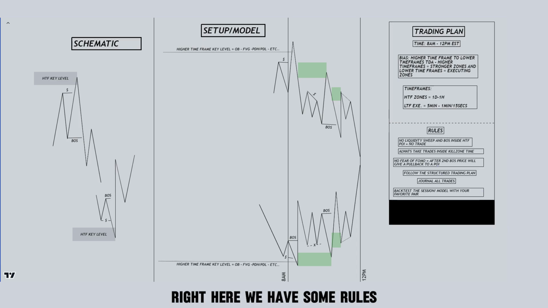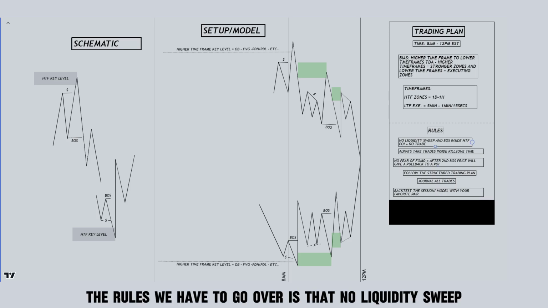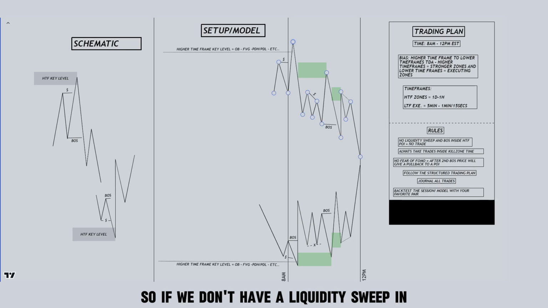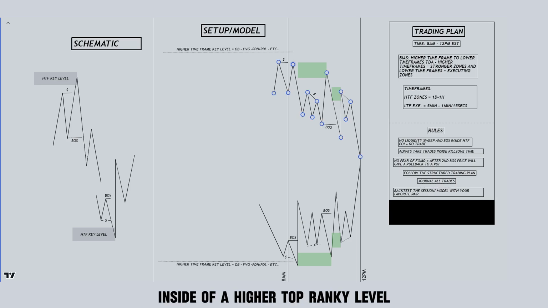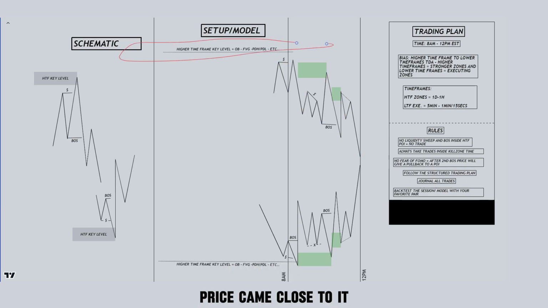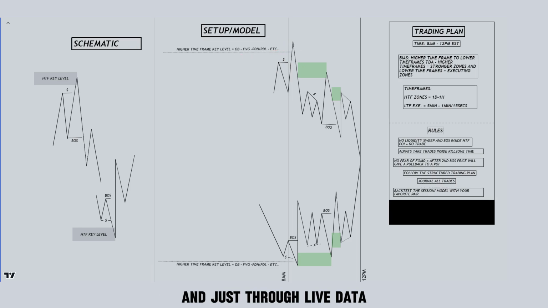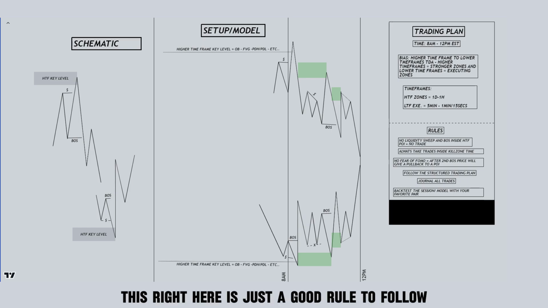And then right here we have some rules we have to go over before we hop on the charts. The rule is that no liquidity sweep and break of structure inside of a higher time frame point of interest equals no trade. So if we don't have a liquidity sweep and a break of structure inside of a higher time frame key level, say that price came close, this is our higher time frame key level, price came close to it and gave us our pattern right here, still, this is no trade. This is invalid. Price has to tap inside of a higher time frame key level for this pattern to work. This is just through back testing and live data, I would say. This right here is just a good rule to follow.